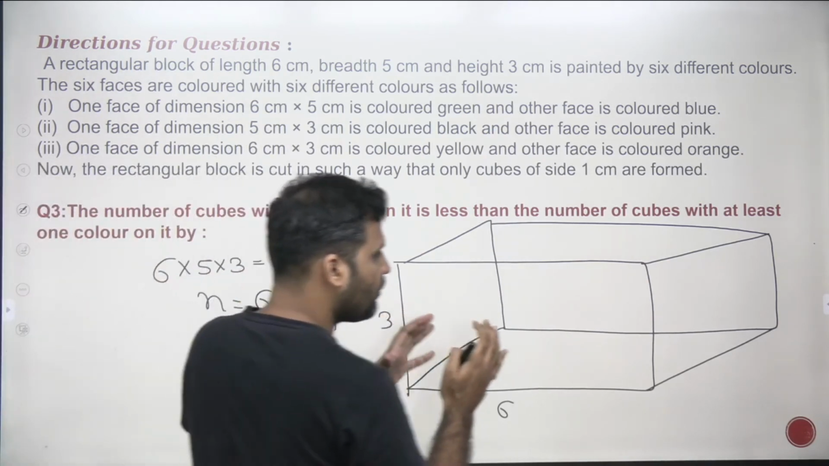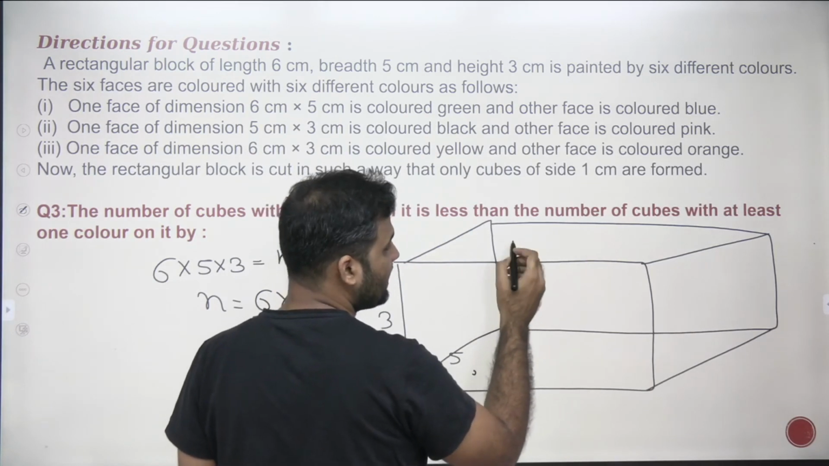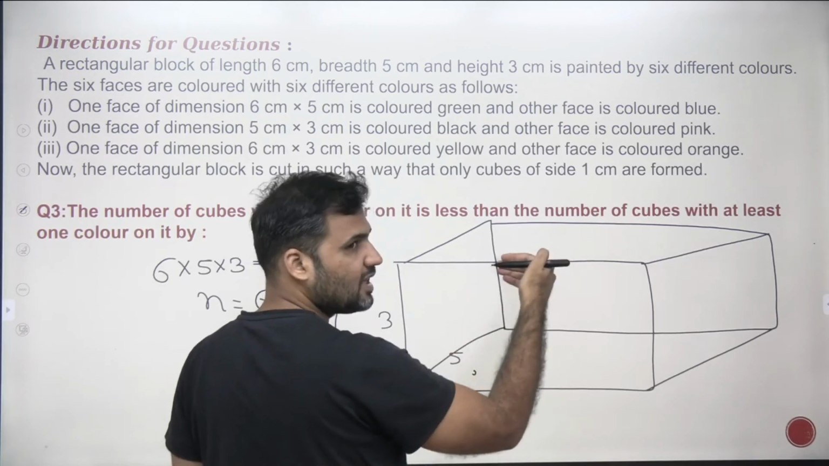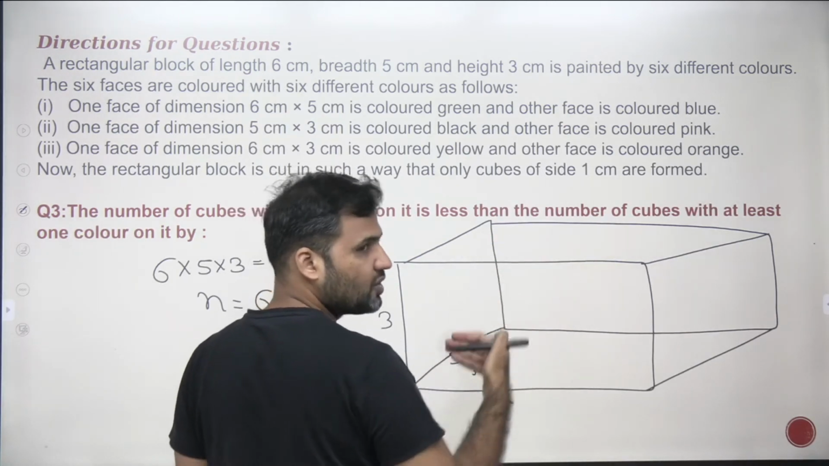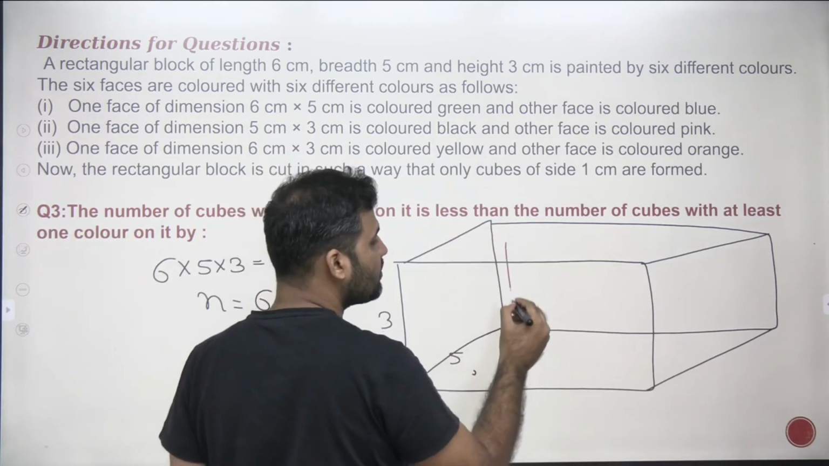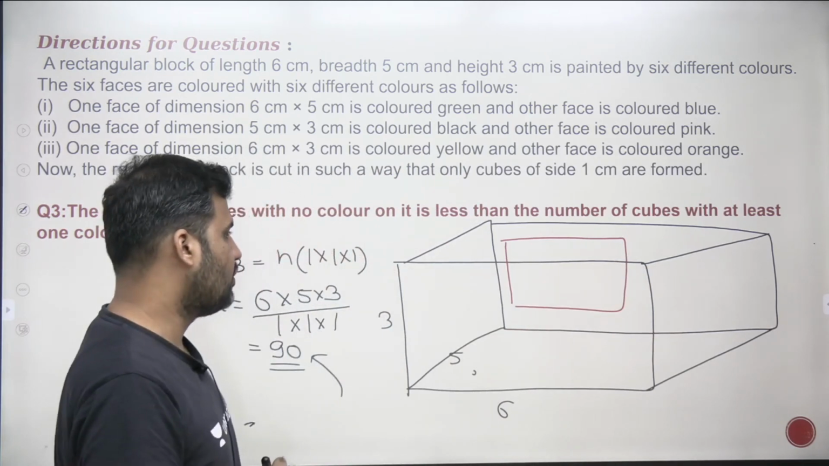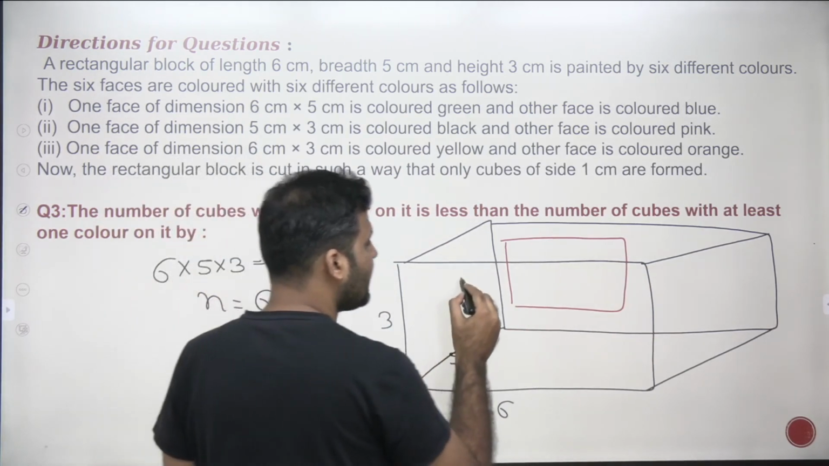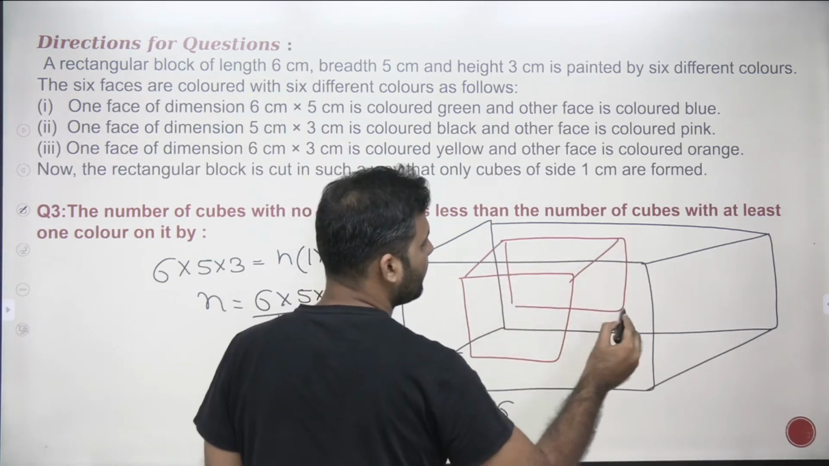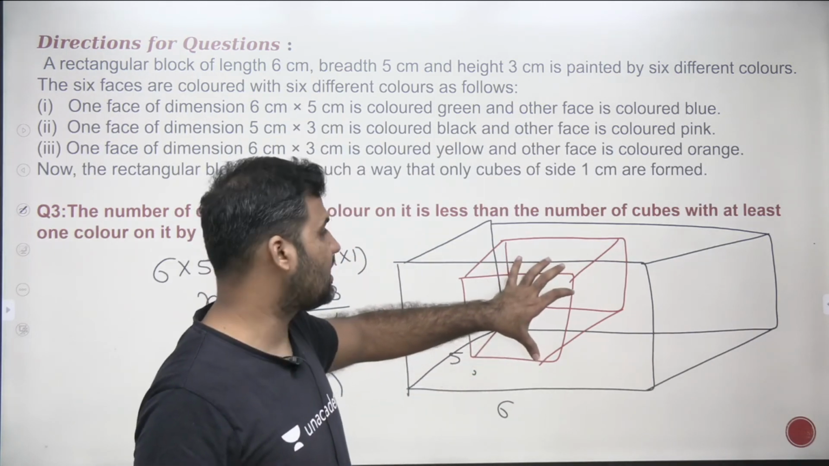So I'm looking for the cubes which do not have any color on it. That's only possible when you cut 1 centimeter lengthwise, 1 centimeter widthwise from both sides, and 1 centimeter heightwise from both sides. That means if I take a small cube from the inside part, with a 1 centimeter cut on both sides, it will give you all the cubes which do not have any colors on it.